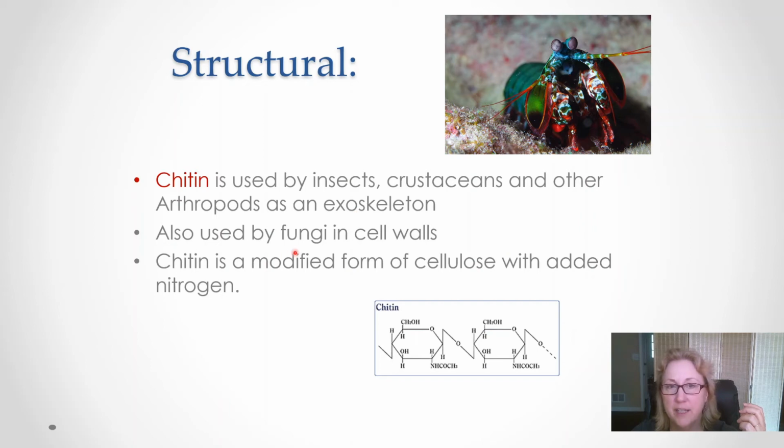Interestingly, fungi also use chitin in their cell walls. And here's one of the links between animals and fungi. If you remember way back from the first lecture, the closest kingdom to the animal kingdom in evolutionary terms is the fungal kingdom, and here's one of those links. Chitin is made by some animals, and it's also made by fungi.